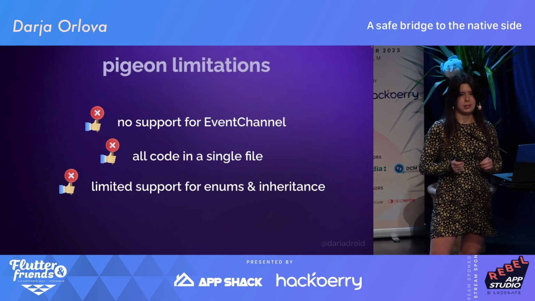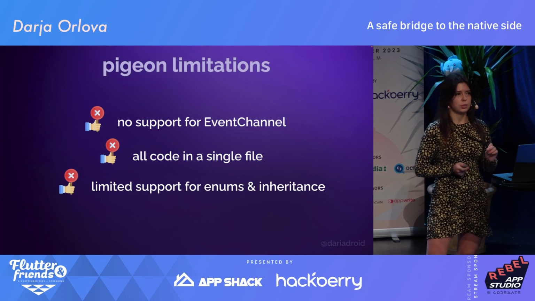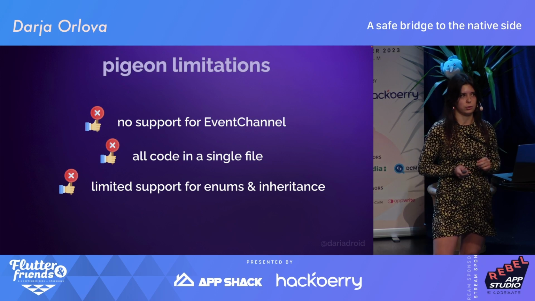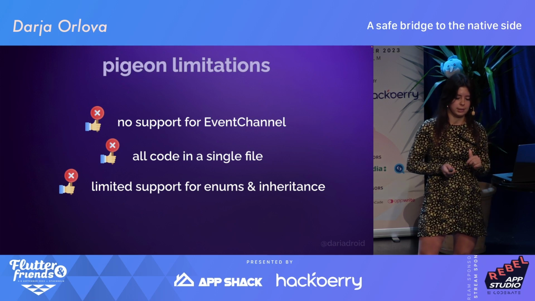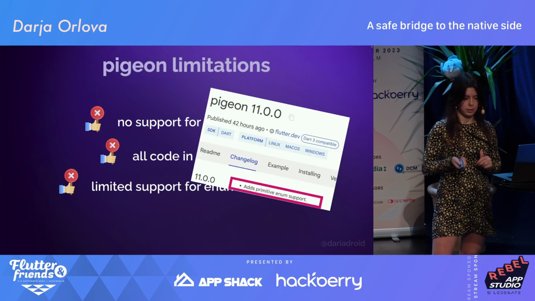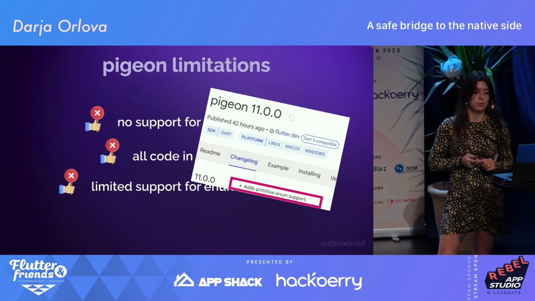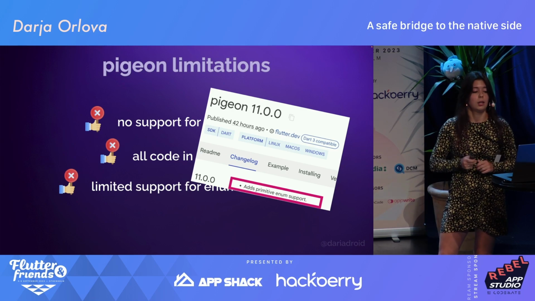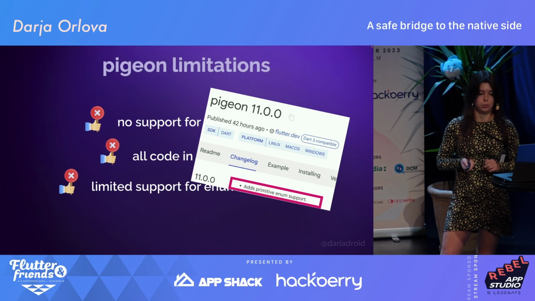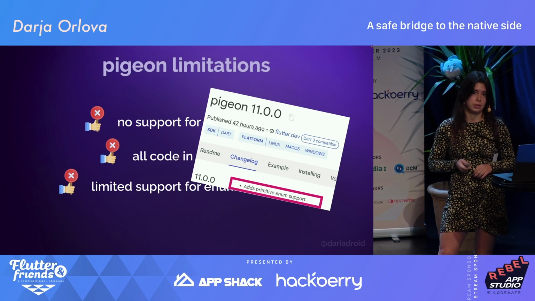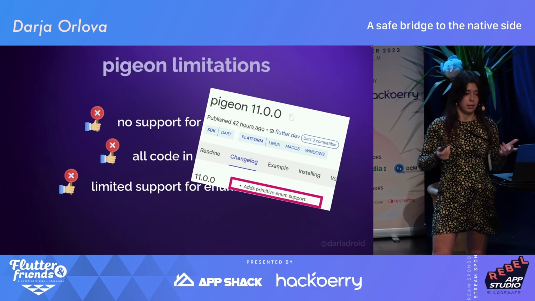There are many details. So until just recently, it wasn't possible to return enums and pass them as parameters to functions, but literally a couple of days ago, a new version of Pigeon was released, and it adds primitive enum support. So I'm sure that all of those limitations will also be eliminated with time.